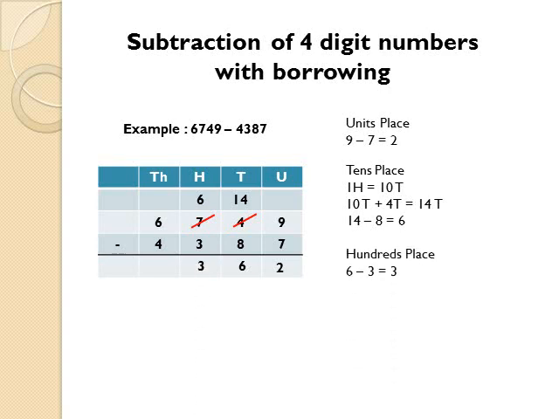And see the digits in thousands place. 6 minus 4 is equal to 2. So write 2 in thousands place. And your answer is 2362.